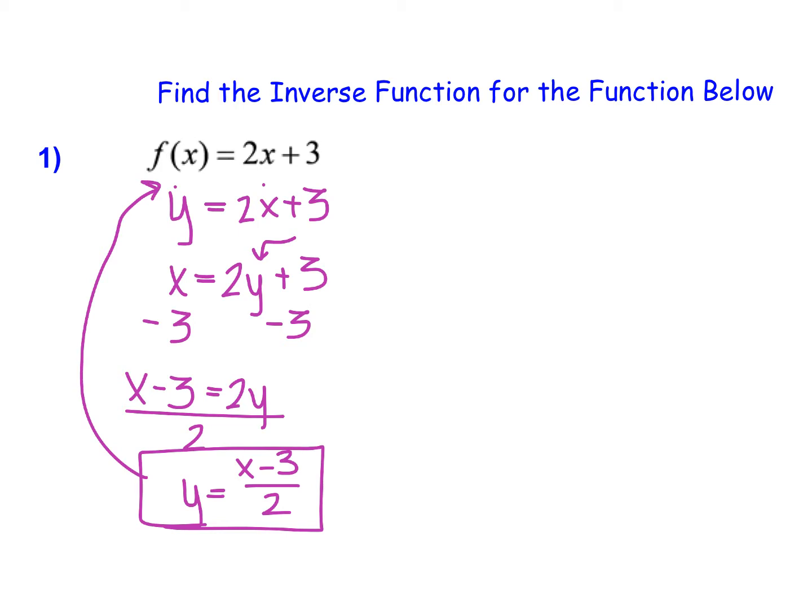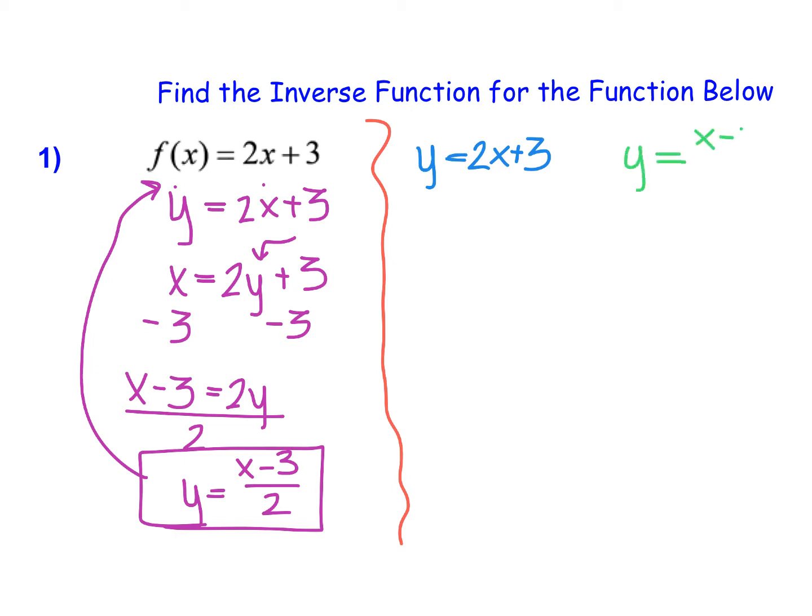Before we try this some more, I want to compare these functions because they're actually pretty similar, which is kind of cool. Here we have y equals 2x plus 3, and our other function is y equals x minus 3 divided by 2. If I apply the order of operations to the right-hand side of the first function in blue, it would be to multiply by 2 and then add 3. So it's multiply by 2, add 3.